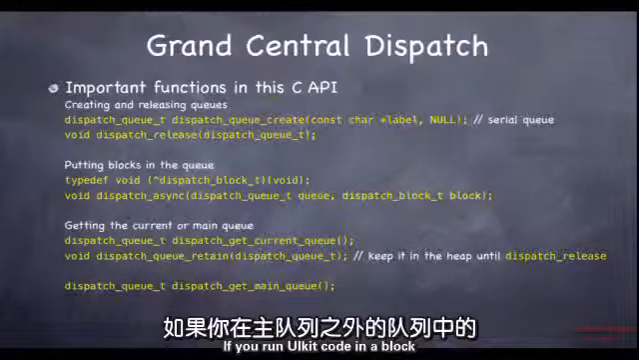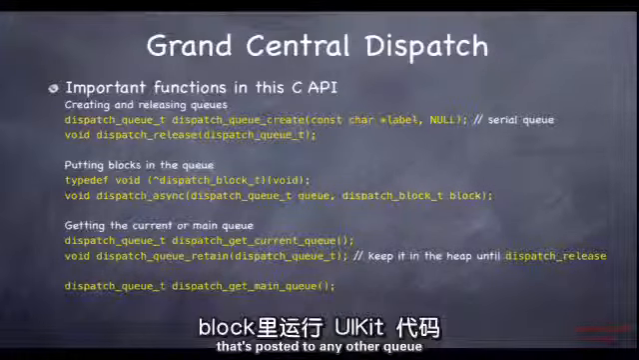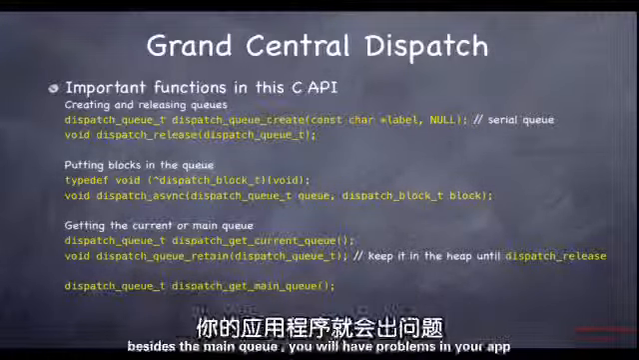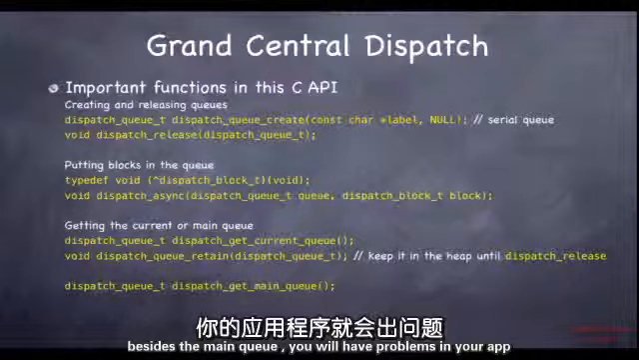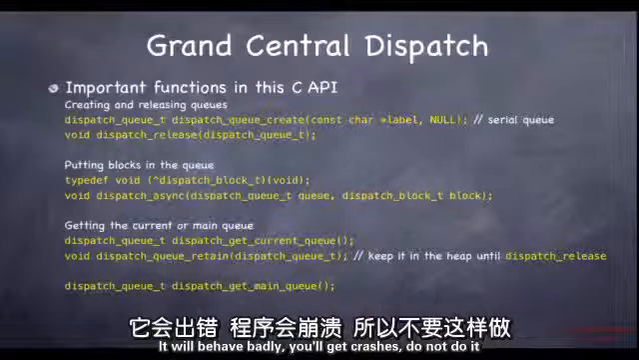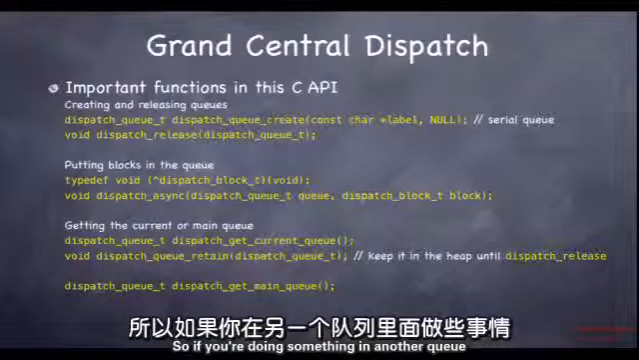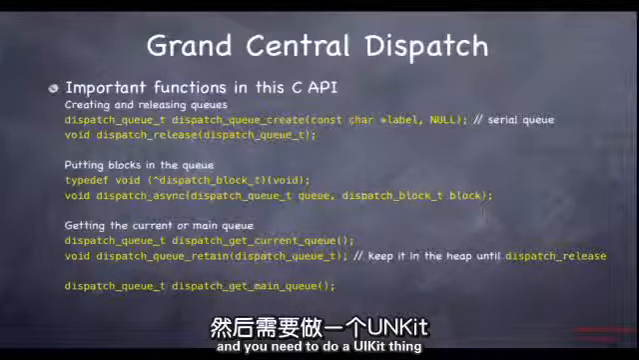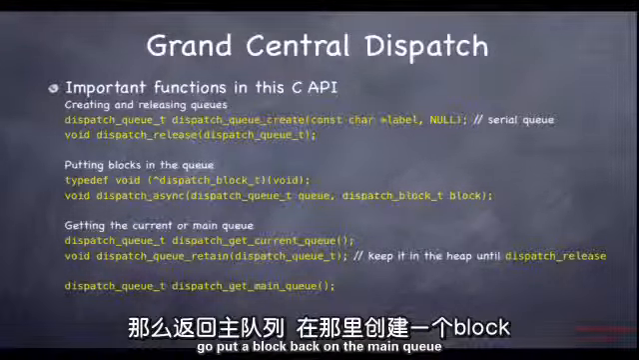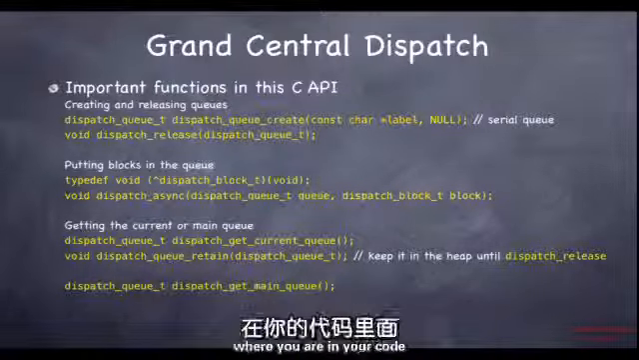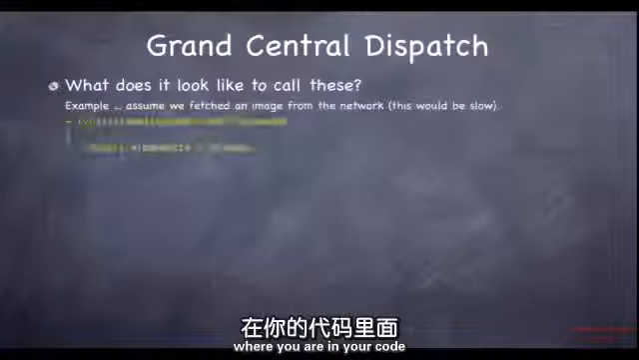If you run UIKit code in a block that's posted to any queue besides the main queue, you will have problems in your app. It will behave badly. You'll get crashes. You do not do it. Listen to me right now. UIKit stuff only in the main queue. So if you're doing something in another queue and you need to do a UIKit thing, put a block back on the main queue to do that thing, right there where you are in your code.